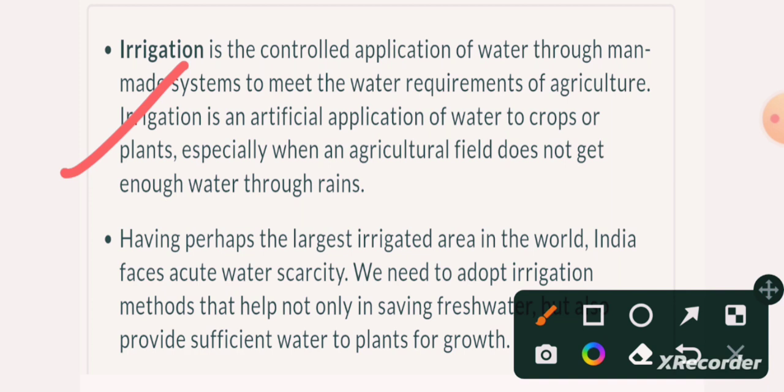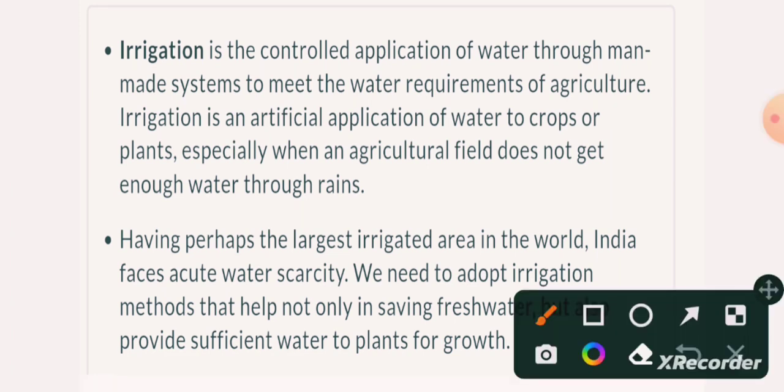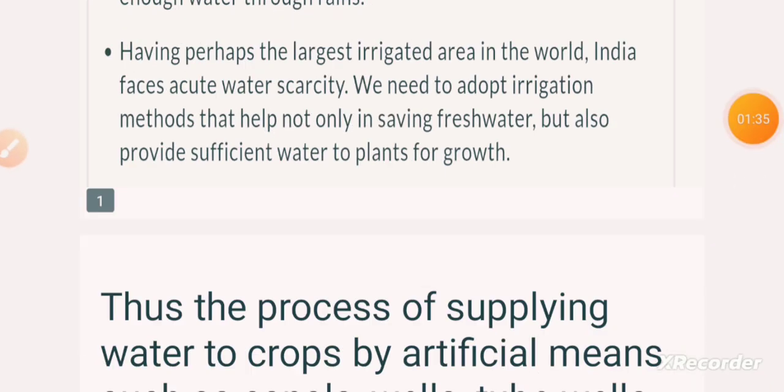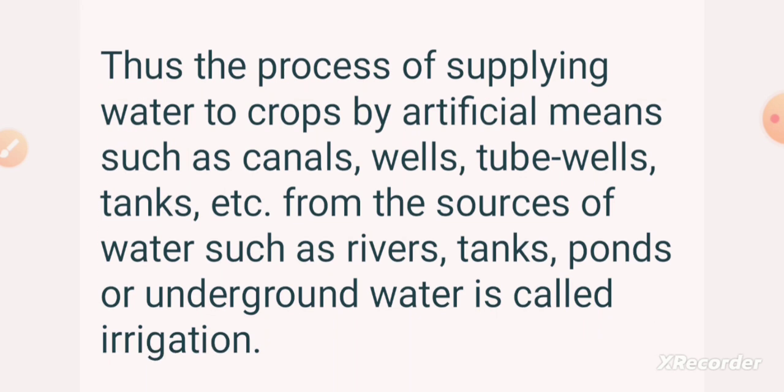As we know, India has a huge irrigated area, but still India faces acute water scarcity. So to provide water to such areas having water scarcity, we need to adopt irrigation methods. This point is explained here. We need to adopt irrigation methods that help not only in saving fresh water but also in providing sufficient water for plant growth. Thus the process of supplying water to the crop by artificial means, such as canals, wells, tubewells, tanks, etc., from a source of water such as rivers, tanks, ponds, or underground water, is called irrigation.